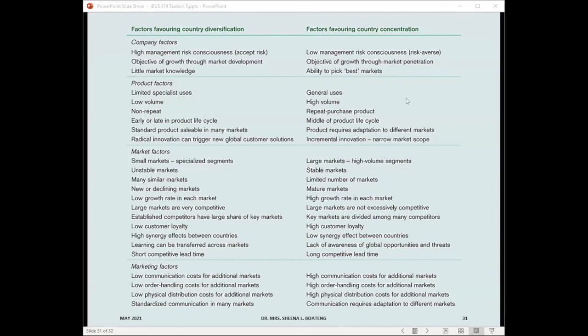So this table in a nutshell shows us the factors favoring country diversification and the factors favoring country concentration, right? And these are differentiated along the lines of company factors, product factors, market factors, and then marketing factors. So it goes back to what I said in regard to deciding which strategy is best suited for a firm. It all has to do with the environmental analysis and the internal analysis.